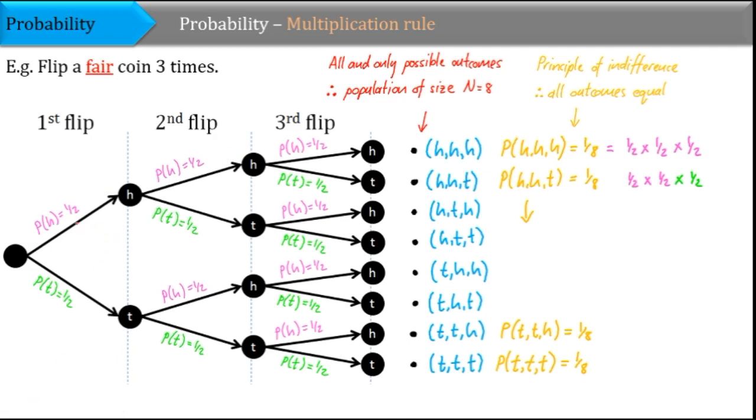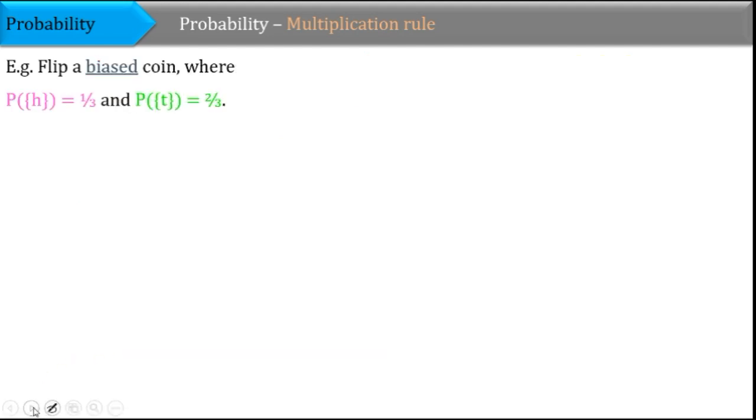For the second branch, I have a half for heads, a half for heads, and a half for tails. You can see the colors here, pink, pink and green. And lo and behold, it is equal to 1 over 8. So the same thing will hold for all the rest as well. It's going to be a half times a half times a half, which will give us 1 over 8. So the multiplication rule that says multiply it all together gives us the same as the principle of indifference, right? Or the classical method of assigning probabilities.